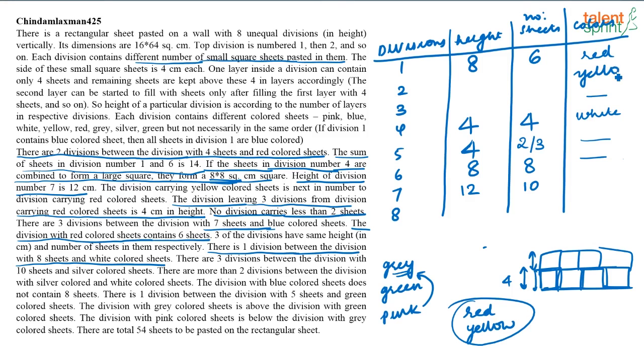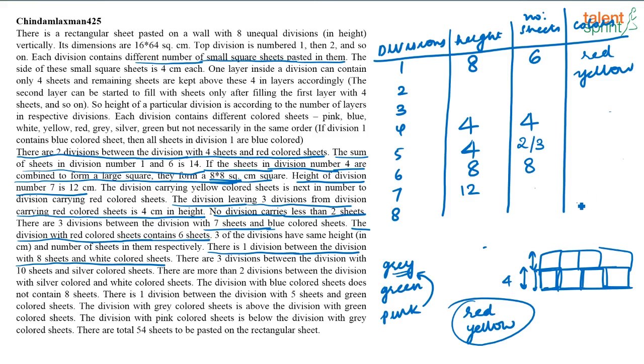So if I know for sure this is white, then which has to be silver? More than 2 divisions should be there. So 1, 2, 3. More than 2 divisions should be there, and this has to be silver. So at least 3 should be there in between. So if this is white, this is the only place where I can place silver. But if this is silver, then what happens? Which has to be 10? 1, 2, this has to be 10. But that's not possible, right? Here I have 2 or 3. So this possibility fails.